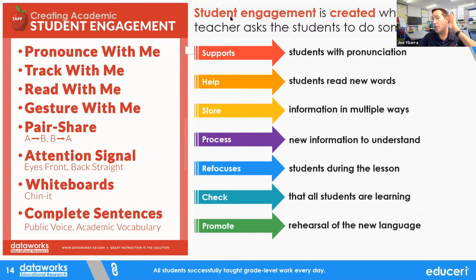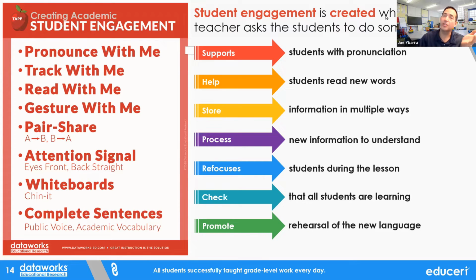I'm going to read this definition. Track with me, class. My turn. Student engagement is created when the teacher asks the students to do something. Read with me, class. 1, 2, 3. Student engagement is created when the teacher asks the students to do something. Very nicely read. Even my students who could read that independently in the beginning, they're getting a rehearsal.